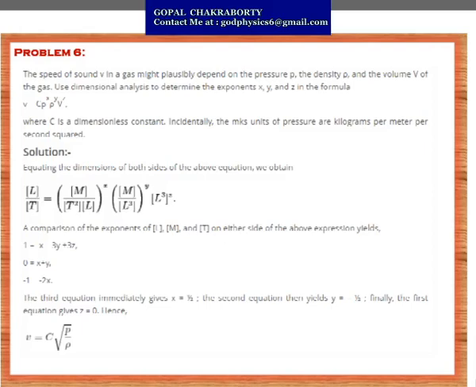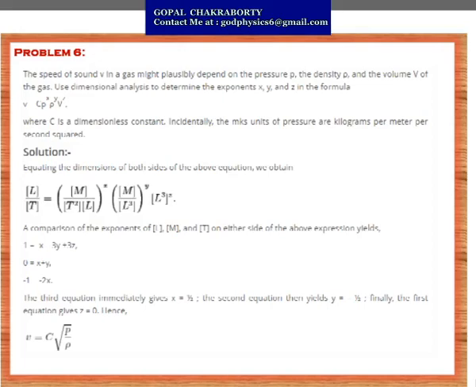Now, incidentally, the MKS unit of pressure is kilogram per meter per second square. Now equating the dimensions of both sides of the above equation, what will we get? We will get L by T equals (M by T square into L) whole to the power x, into (M by L cube) whole to the power y, and (L cube) whole to the power z.